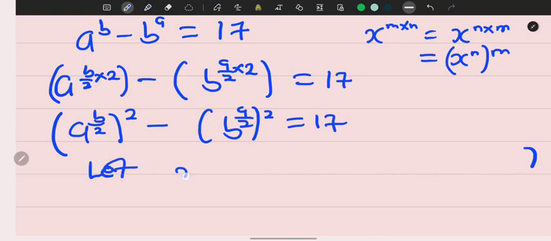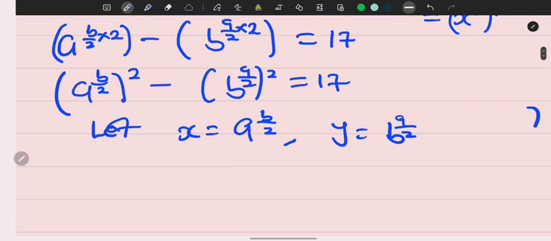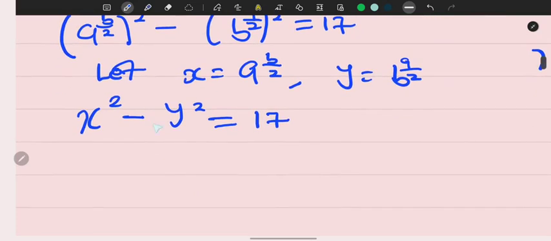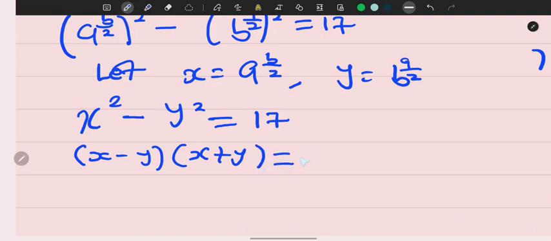So by implication, to make this equation simple now, let's say x equals a to the power of b over 2 and y be b raised to the power of a over 2. So at least that will reduce the equation. In place of a to the power of b over 2, now you put x, so you're going to have x squared minus, in place of b to the power of a over 2, you put y, so you have y squared here, then equals 17. And don't forget I told you what you have here can actually be written as x minus y, x plus y equals 17.